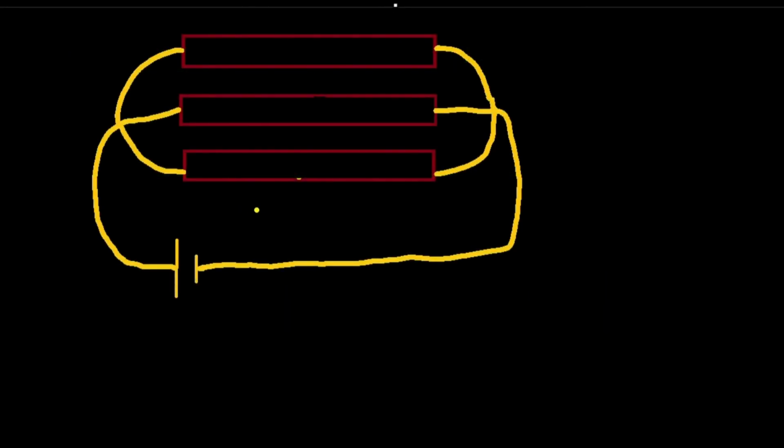Let's take another condition in which we connect the resistors like this. It is R1, and it is R2, and this is R3. In which it is a parallel connection. This means that the wire gets divided.